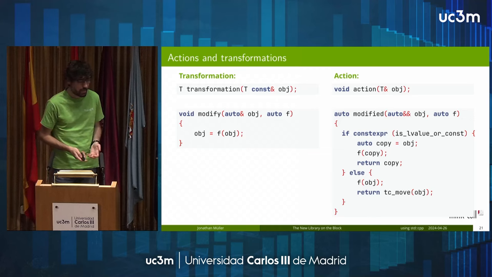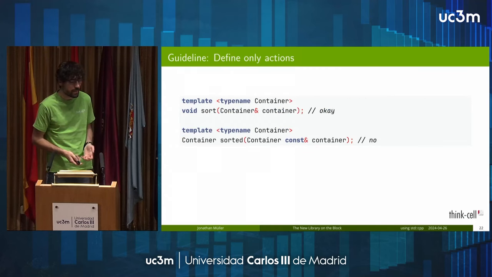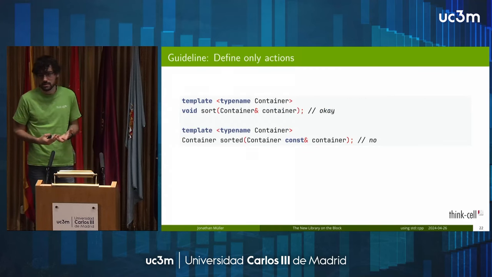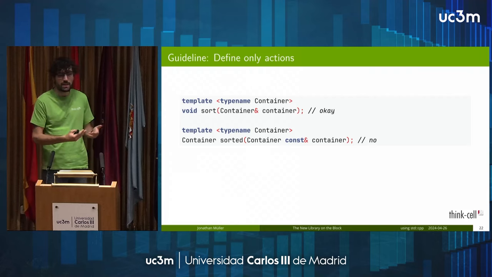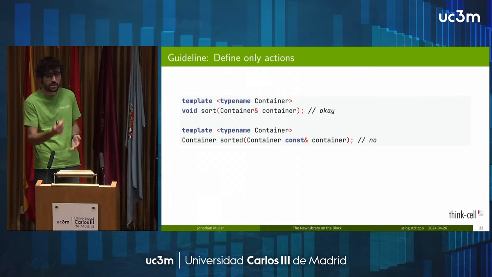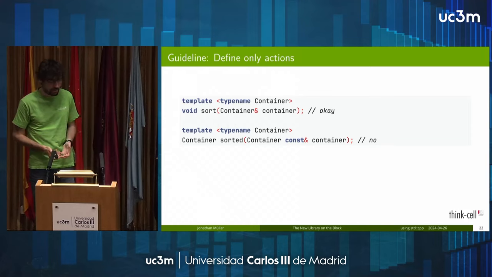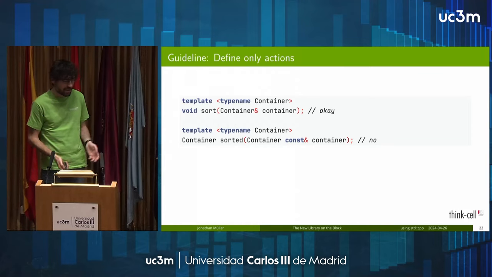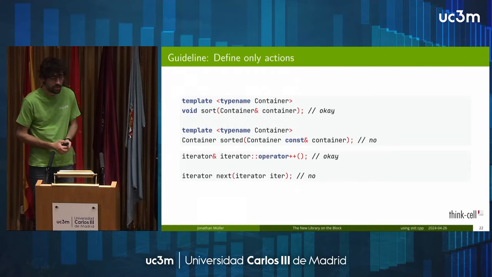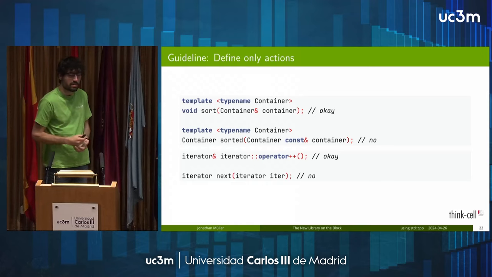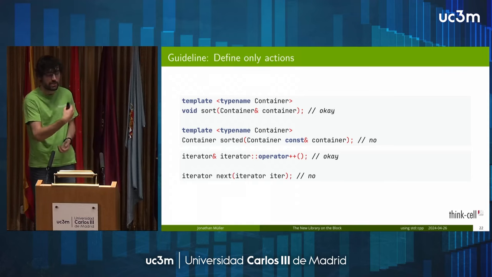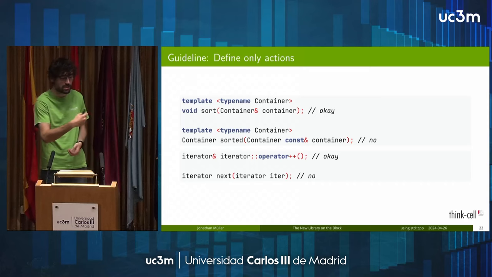Except, of course, there is a performance difference, right? Doing a sort in place is more efficient than doing a transformation that returns a sorted container. So we prefer to only write actions for everything. This includes stuff like operator increment. We use increment for the iterator, but not next, because next is a transformation which needs to create a copy, so it is less efficient.